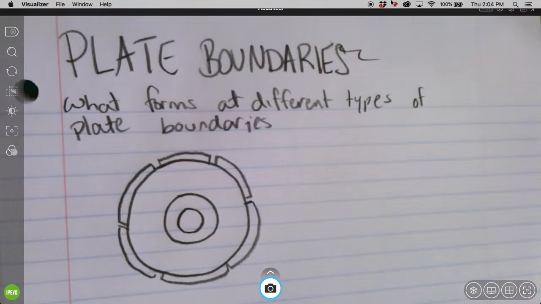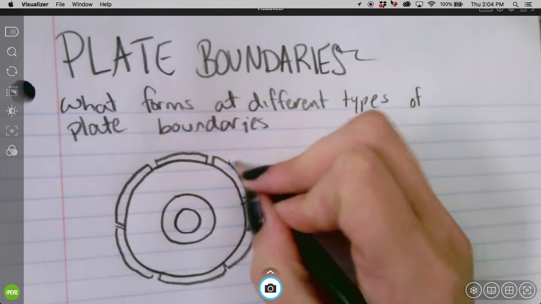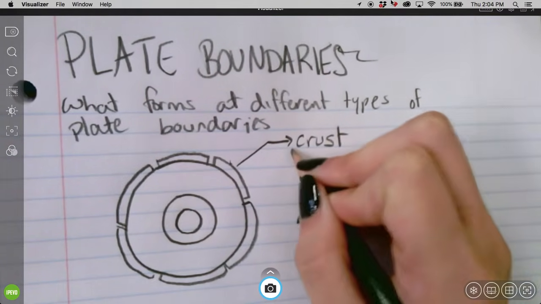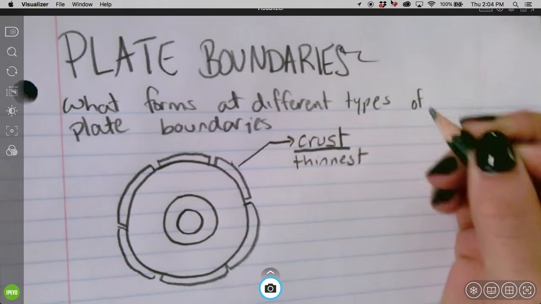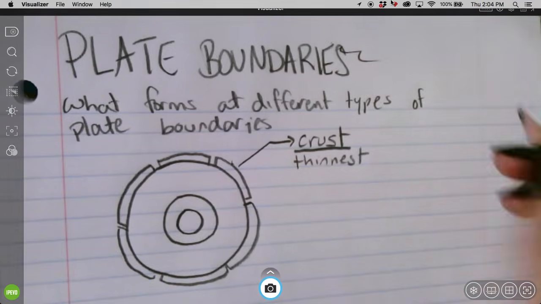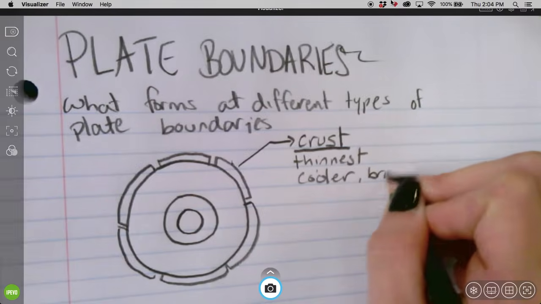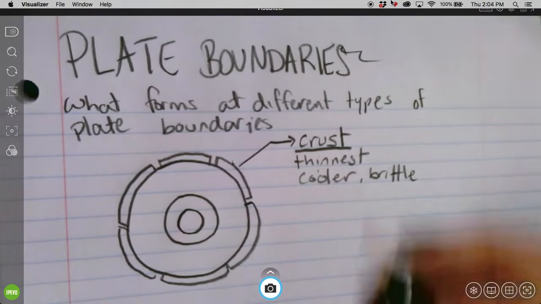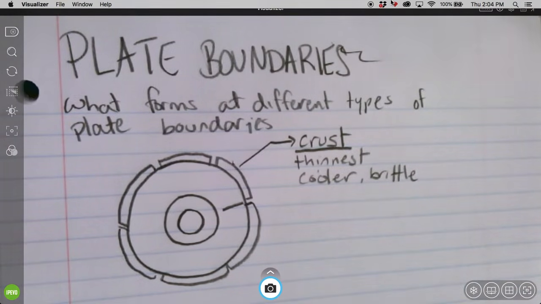Alright, the Earth is layered. There's four main layers of the Earth. We have here the crust. That is where we live. It is the thinnest layer. It is also the coolest layer in that it is cold and brittle. So it's cooler. Brittle just means it breaks easily.